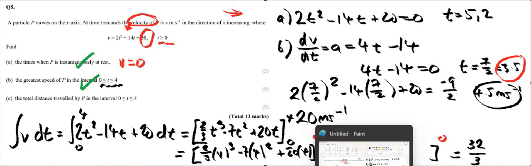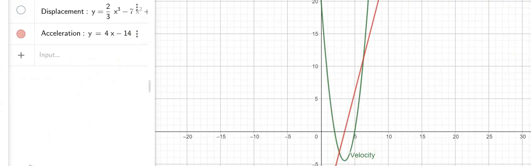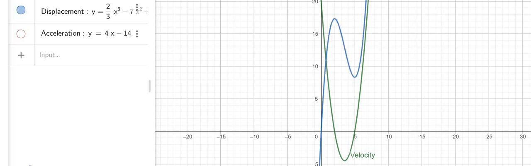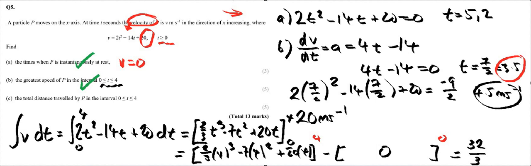And again, if we go back to our graph and think about this, displacement is like that. Displacement is a cubic, and between 0 and 4 I'm getting the area under this curve. And if you think about velocity-time, there's my velocity. I'm looking for the area between 0 and 4. I hope that helps.